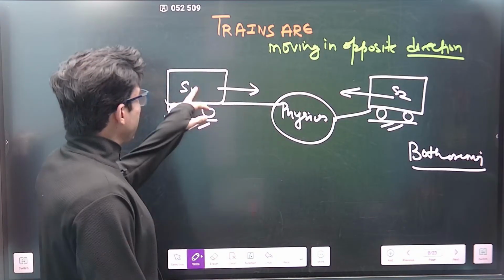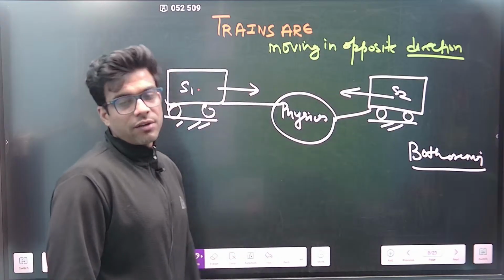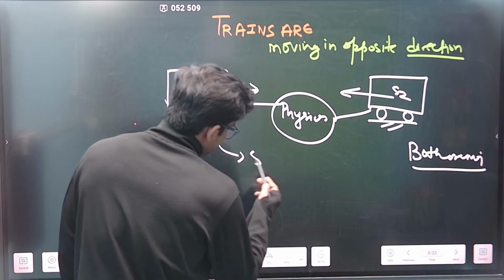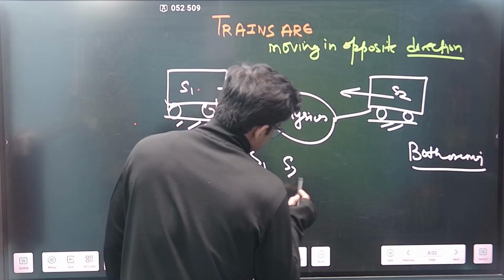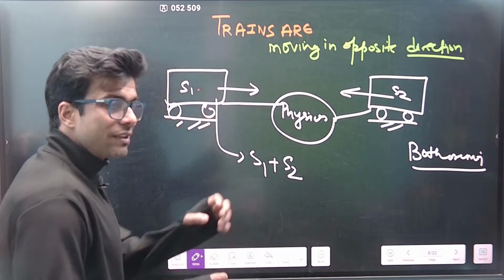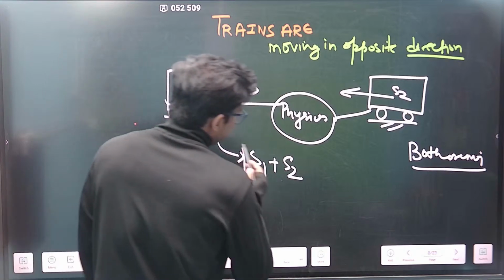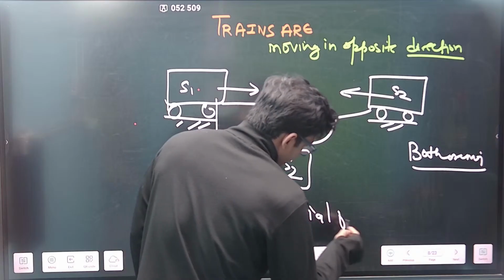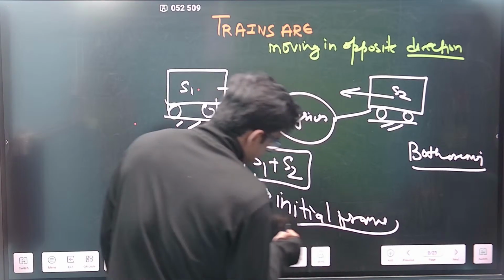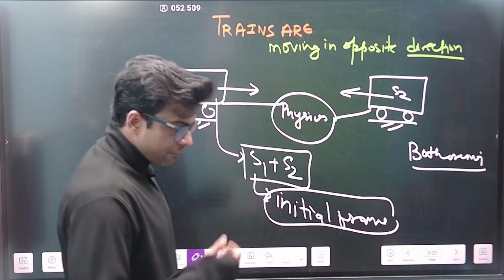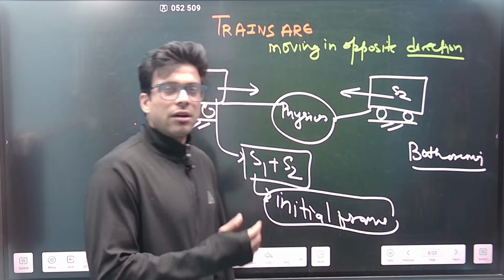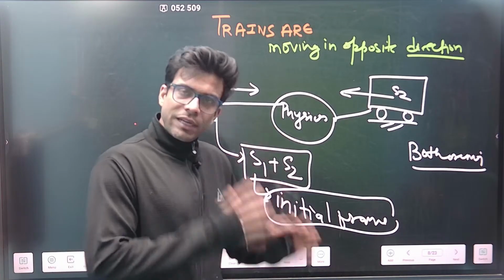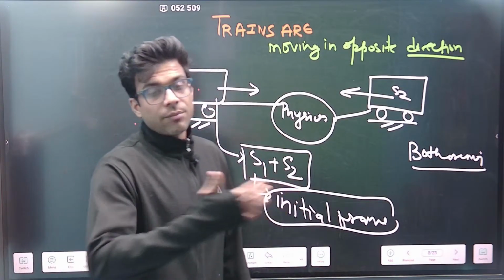Why? Because the speed of this train gets added up to the speed of train 2. Because the speed of train T1, which is S1, gets added to the speed of train S2. This happens with the inertial frame. Physics says this happens with the inertial frame. Every person sitting in the inertial frame feels that the other train, which is moving opposite to the direction, is faster than his train because the speed of his train is getting added to the train which is coming from the opposite direction.